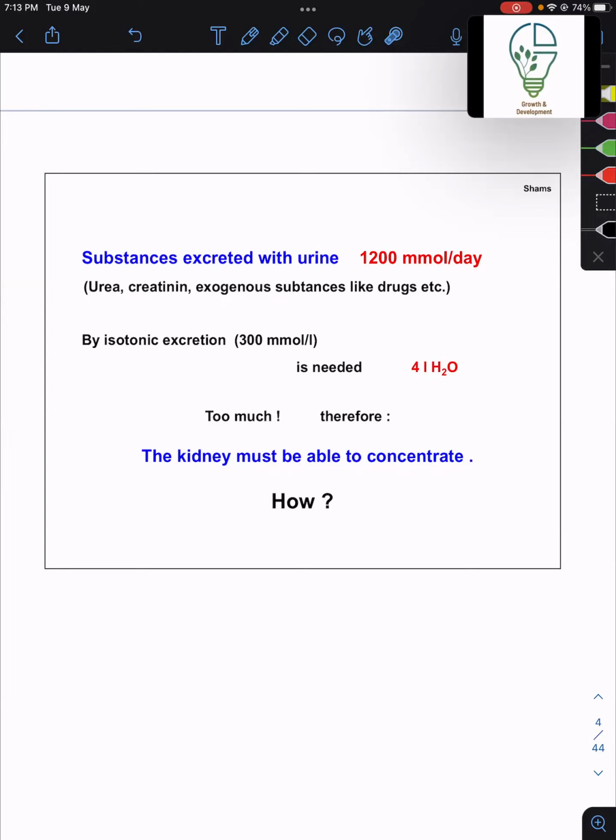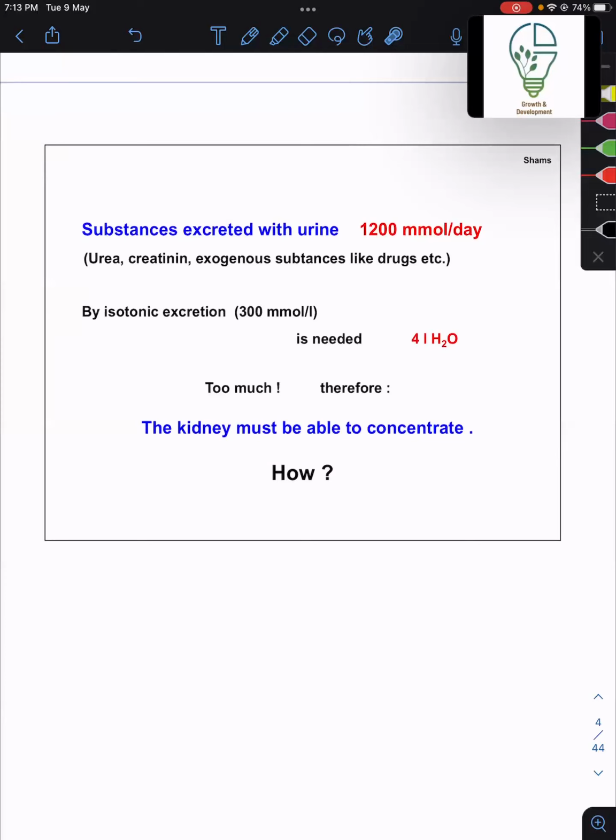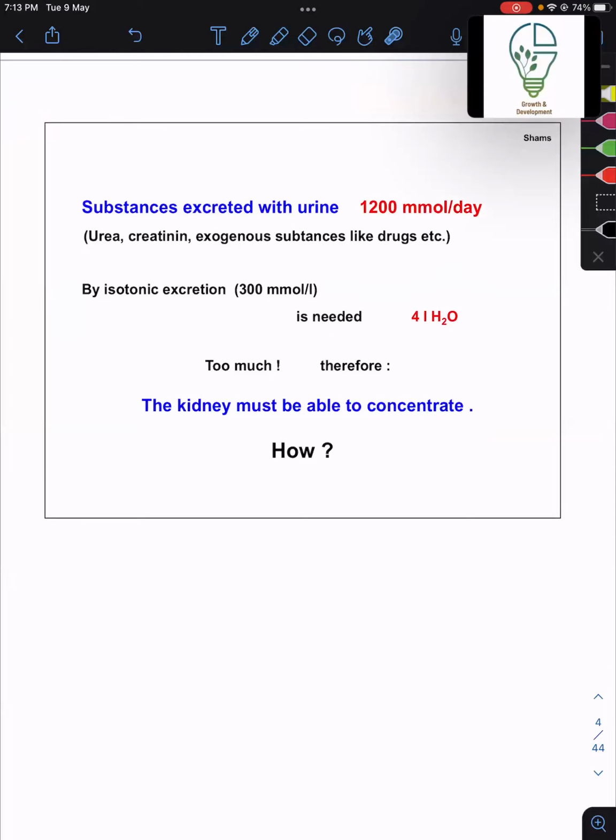And so the way that we can combat that is if we create an increasing concentration gradient, we can selectively reabsorb only water, and therefore we're excreting substances more easily. So the main idea of this whole thing, in case you didn't understand anything I just said, is that we need to create a concentration gradient in the loop of Henle, and that's going to allow us to save water and not use as much water to excrete substances.